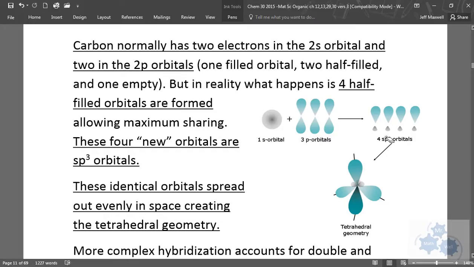So this is sort of what it looks like. The hybrid orbitals kind of have a large lobe and then a smaller lobe like that, and this is technically kind of what it looks like. All 4 of those hybrid orbitals.